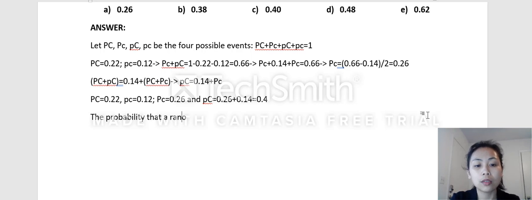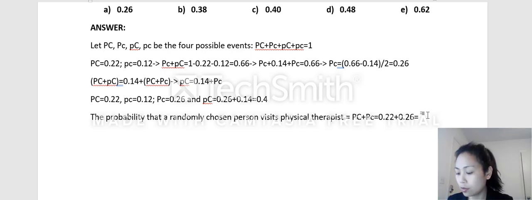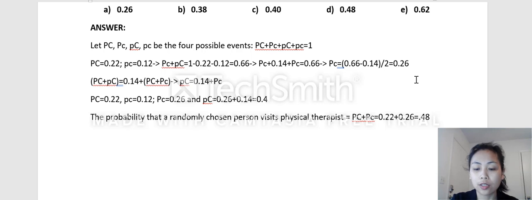And the question asks for the probability that a randomly chosen person visits a physical therapist. So this is equal to the probability PC plus capital P little c. So this is equal to 0.22 plus 0.26. You see that? And that is 0.48. So the answer is D. See that? The answer is D.